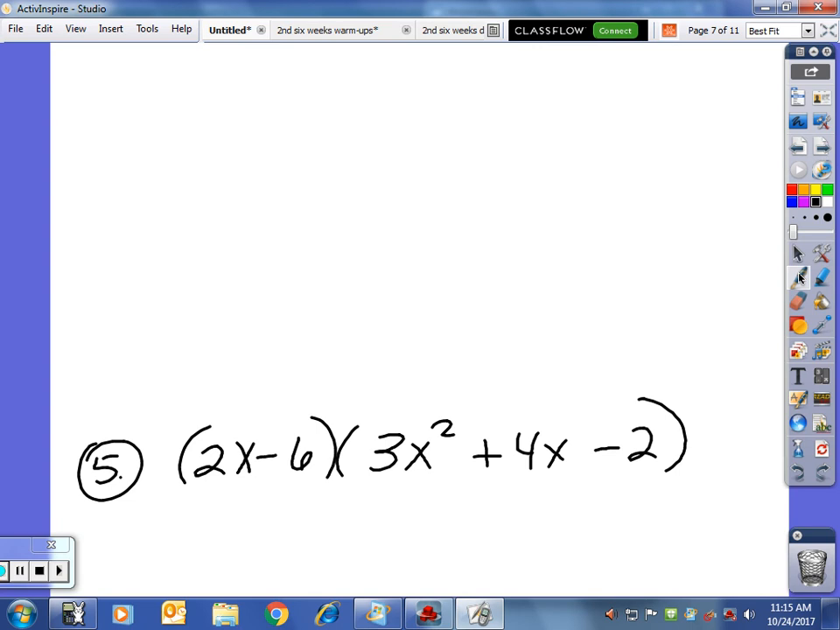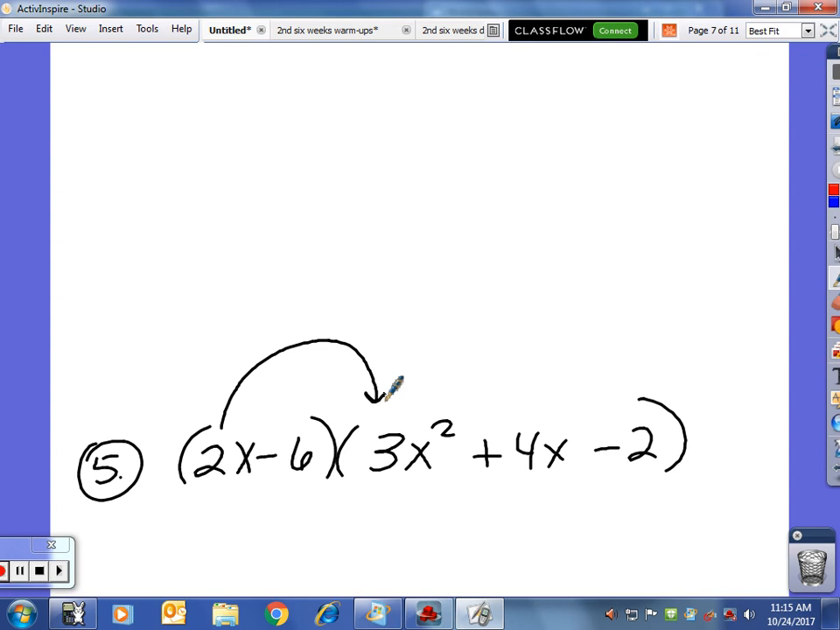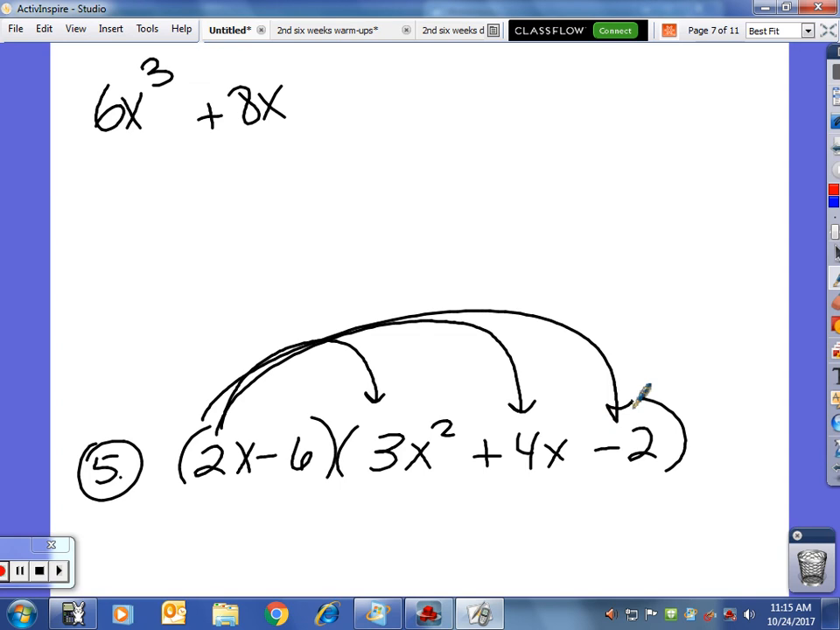Okay. You're going to get 6 little products at first, and then I think you'll have 2 sets of like terms to put together. All right, 2x times 3x squared is 6x to the third. 2x times 4x is 8x squared. And then 2x times negative 2 is negative 4x. Okay, so I'm done with the 2x.